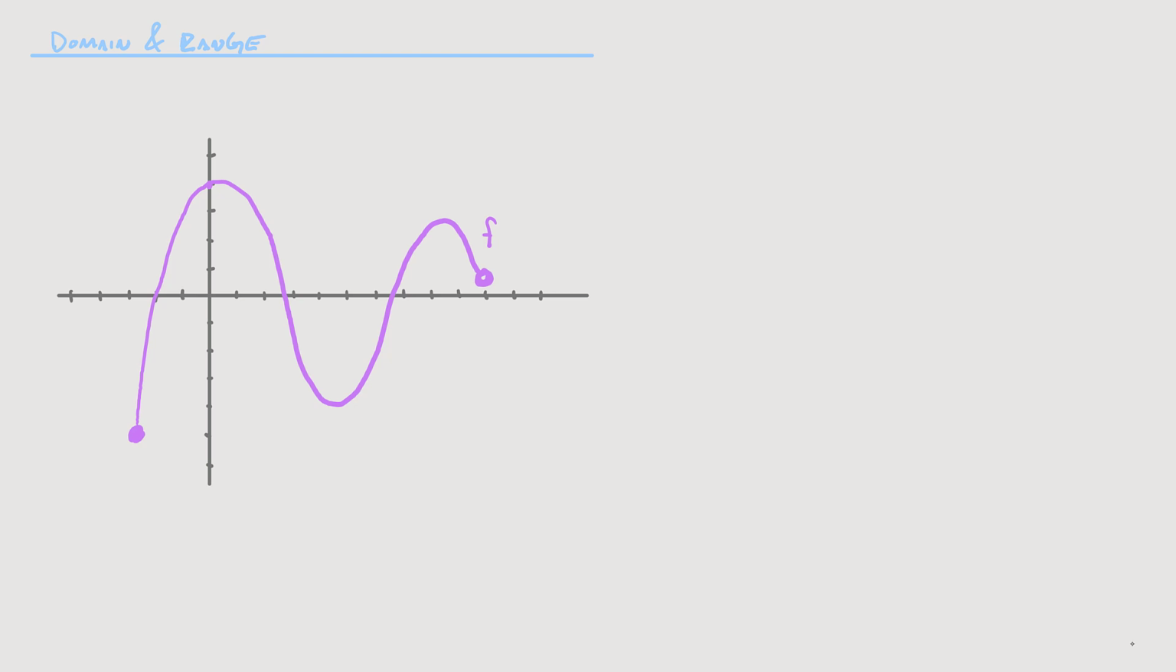Here's a nonlinear function. It's got two endpoints. Notice one of them is closed, one of them is open. That is going to play a role when we're deciding how to do domain stuff. So quick refresher on what domain is. First of all, I'm just going to get this right out of the way.